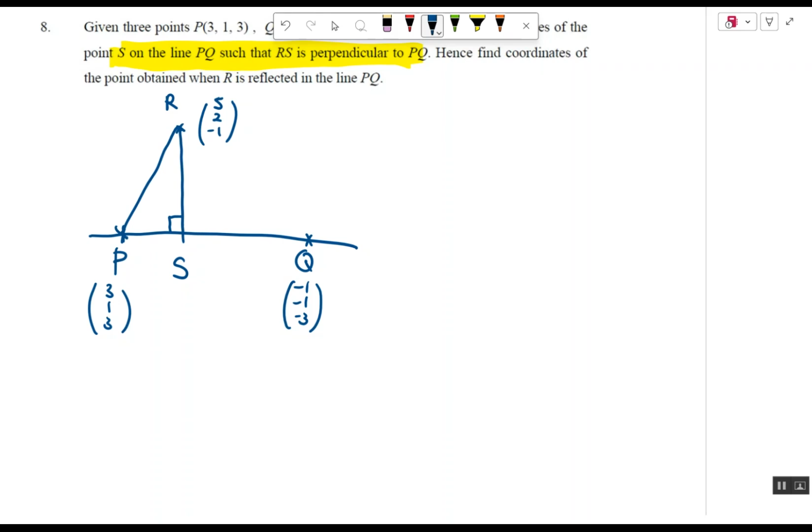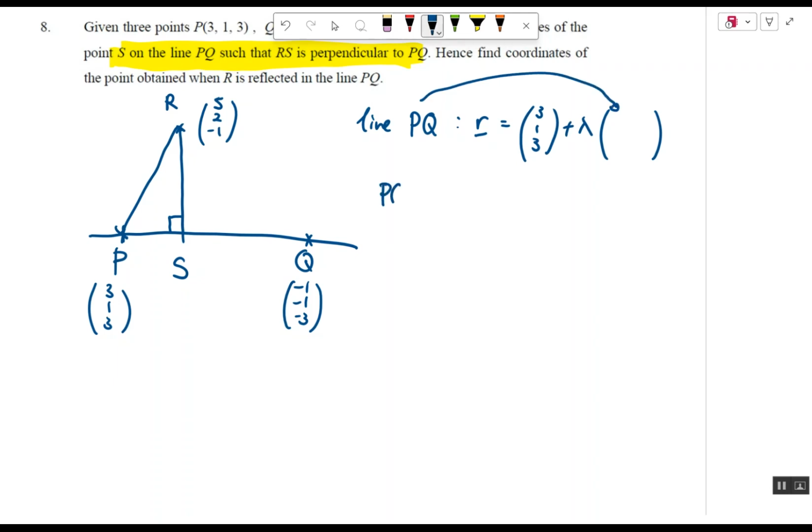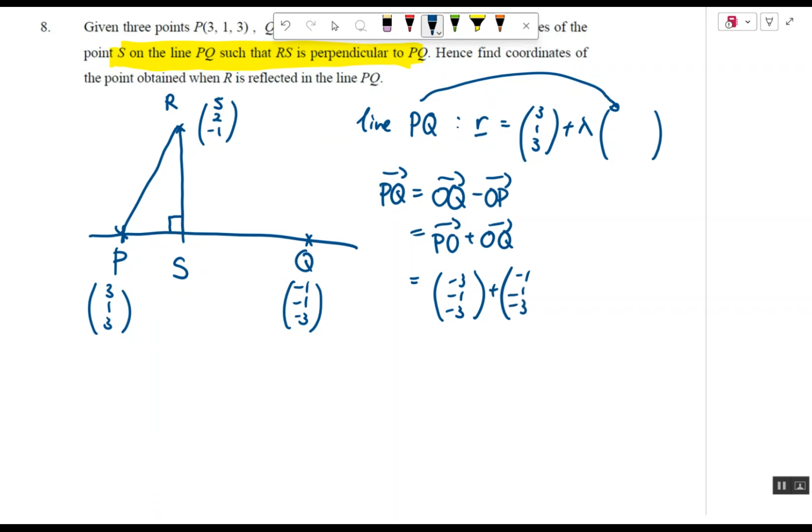In a similar question as question number 5, the line PQ can be written as r equals to, take a point, (3, 1, 3) plus lambda. Now you need a direction vector. What would the direction vector be? The most obvious is PQ. PQ is OQ minus OP, or you can use PO plus OQ, which I prefer. That is (-3, -1, -3) plus (-1, -1, -3), which is (-4, -2, -6).